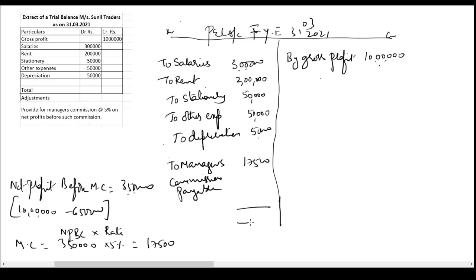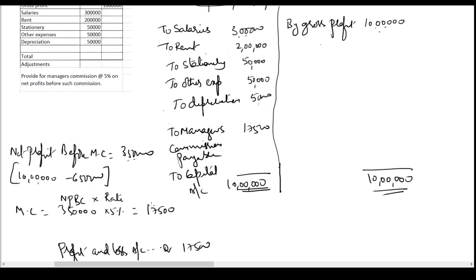Now whatever net profit is left, that is net profit after allowing such commission. So 10 lakhs is the total of both the sides. So to capital account, whatever is the net profit will now be transferred to the capital account. 3,50,000 was the net profit before allowing such commission. 17,500 is the commission. So the answer would be 3,32,500. So this is the net profit which would be transferred to the capital account.